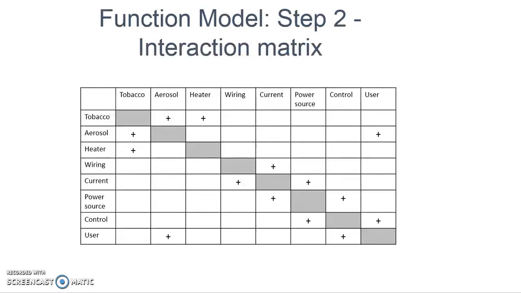So the next step, as we remember, is building an interconnection matrix. We put the candidates in the matrix in rows and columns, and then we gray out the diagonal element, because of course each element talks to itself. Then we put pluses where we see interconnection. Definitely tobacco emits aerosols, so they are in contact. They interact. Tobacco is in contact with heater because they really touch each other. Current is definitely conducted through wiring, so they interconnect, and so on and so on.